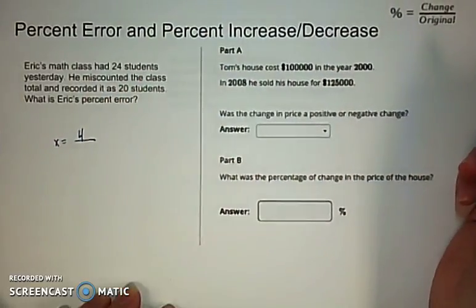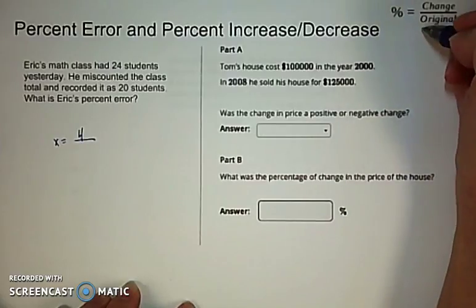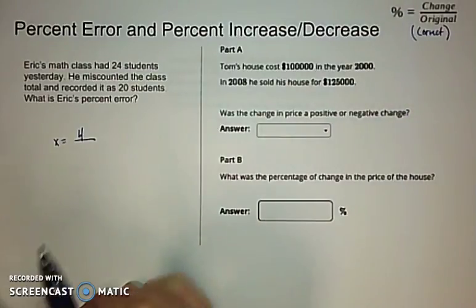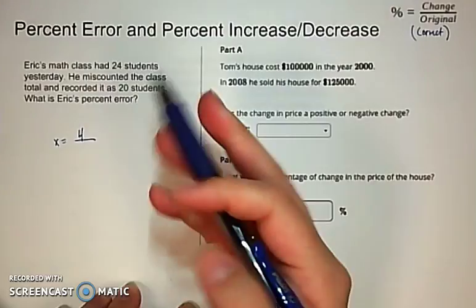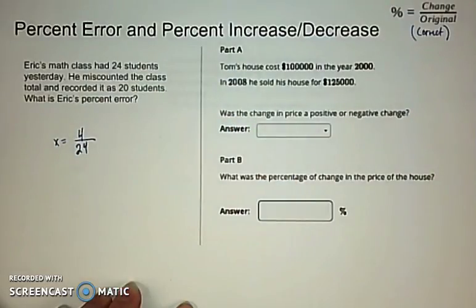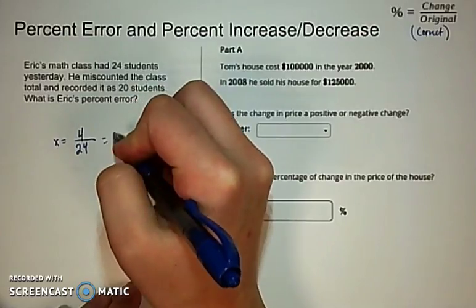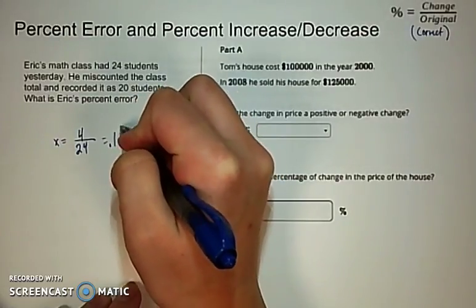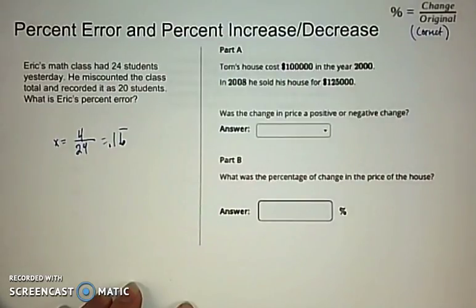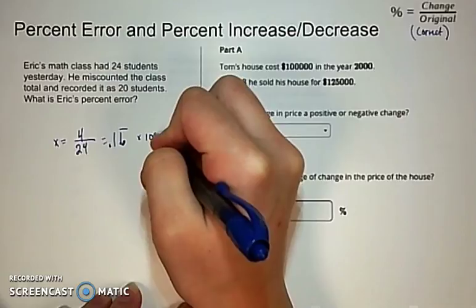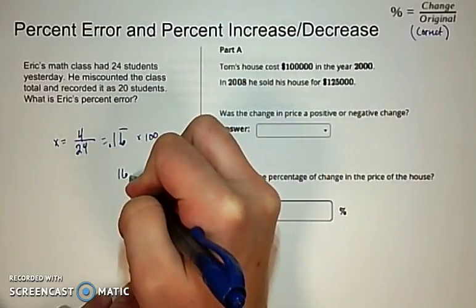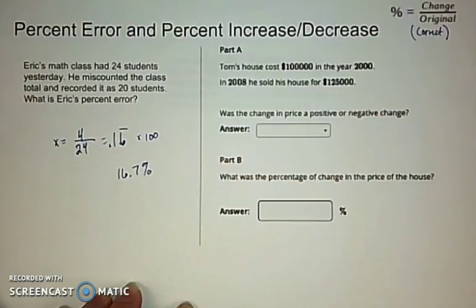And then what is the original, or what was the correct? Sometimes when we're talking about percent error, it's the original or the correct one. So how many students were there actually? Well, there were actually 24 students. So we would want to do 4 divided by 24, and when we do that, we get about 0.16 repeating. Now, in order to make that into a percent, we would want to multiply that by 100, and that gives us about 16.7 when we round. Percent. That's how much off he was. That would be his percent error.